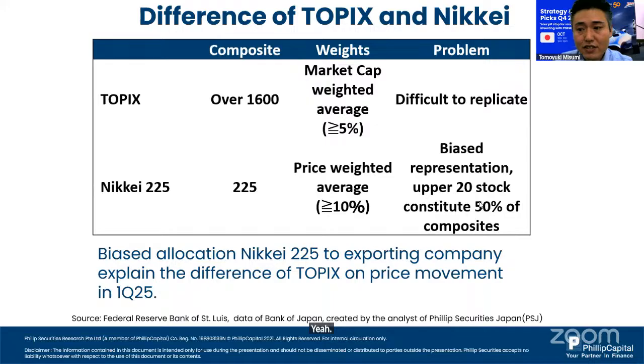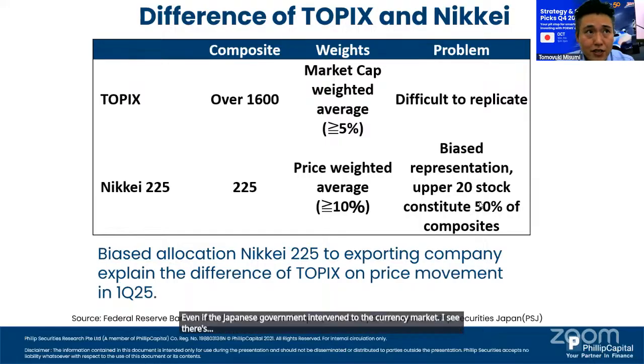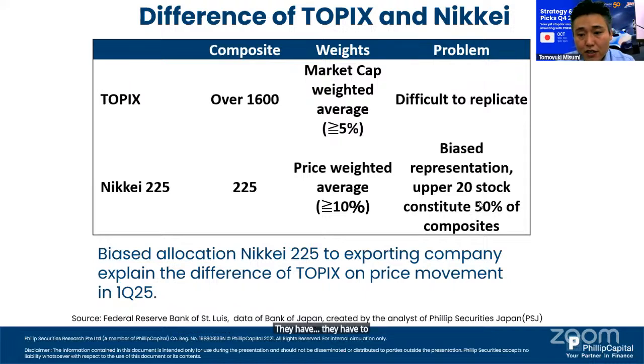Yeah, I see that there is some correction, but I expect that the JPY depreciates further, even if the Japanese government intervenes in the currency market. I see the effect is temporary. They have to correct the trend of depreciation, with interest rate rises on long-term rates, stopping the quantitative easing, stopping the monetary easing policy.